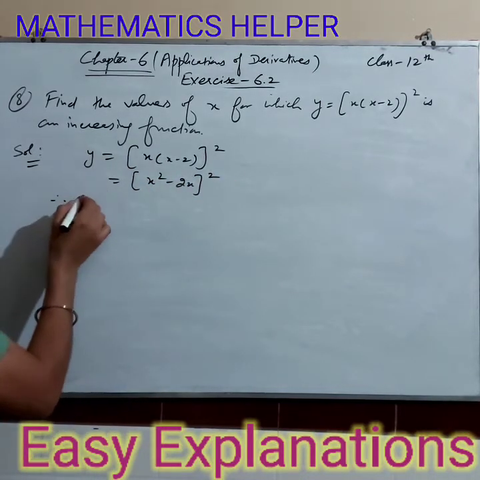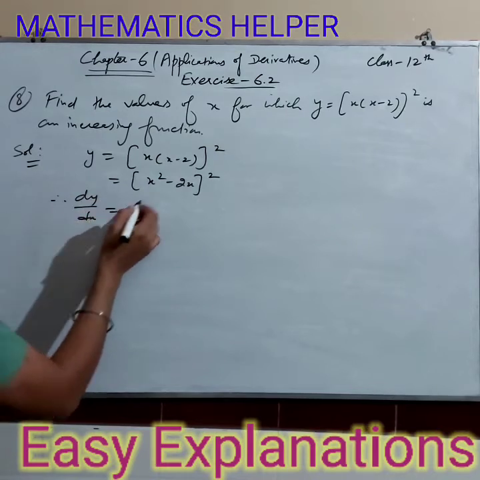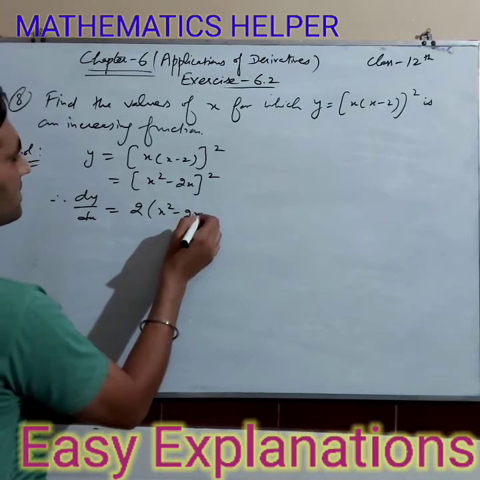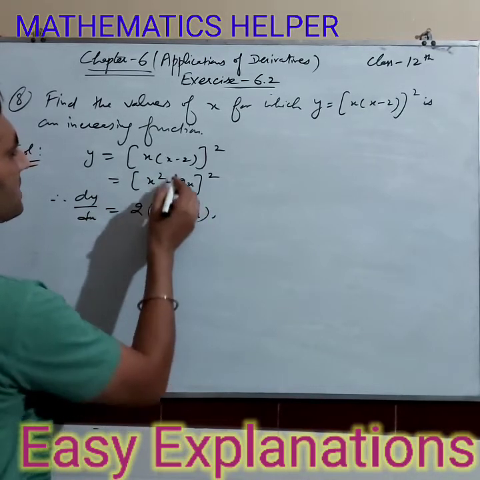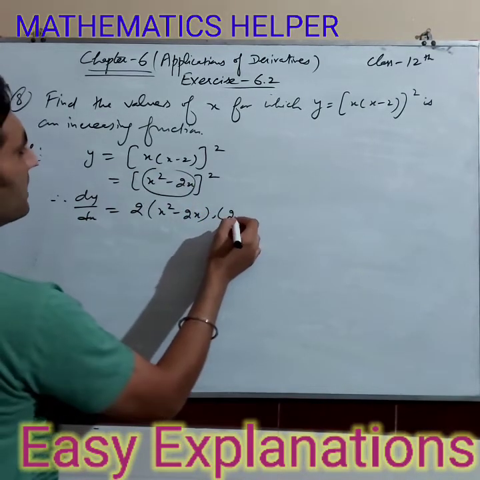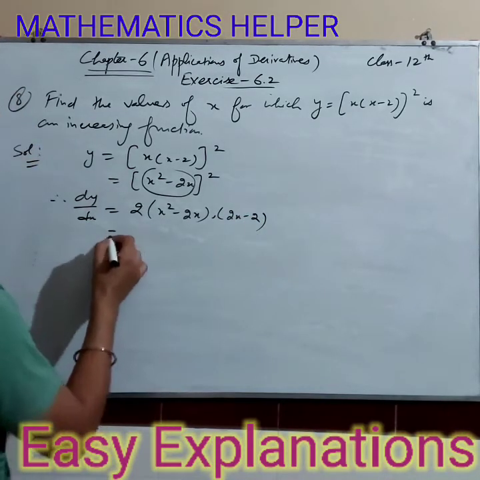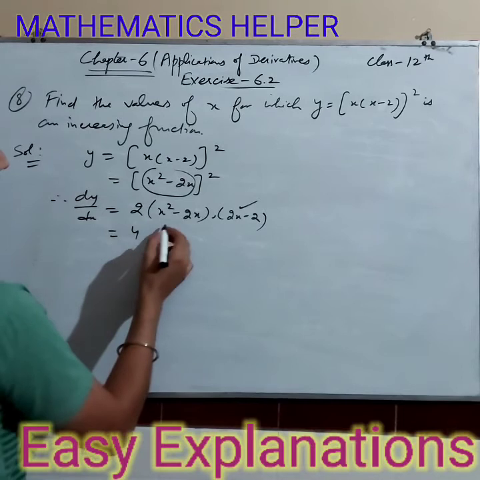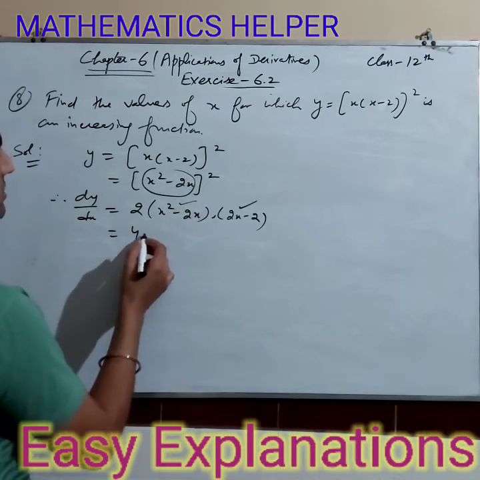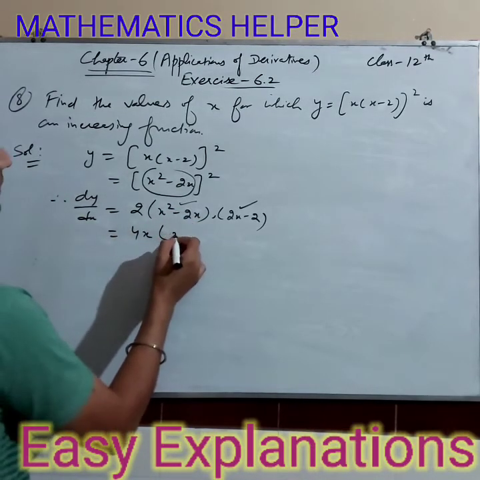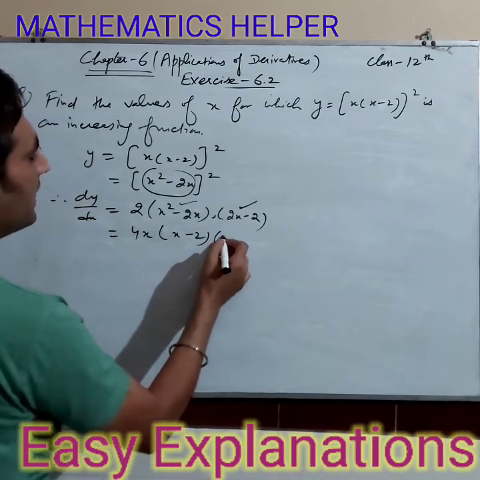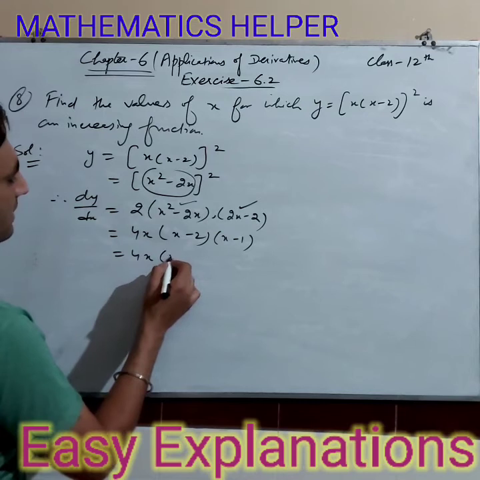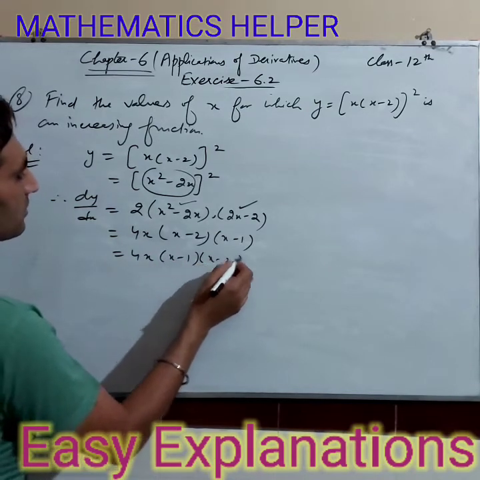Now write derivative dy upon dx. What is derivative? 2 will come in front of this, inside x square minus 2x along with the derivative of this value inside. Its derivative is 2x minus 2. So we will write 2 outside from these. So 2 into 2, 4. And what we left here? x from these two values, x outside. And here it will give x minus 2. And in this we have x minus 1. So ultimately we have 4x into (x minus 1) into (x minus 2).